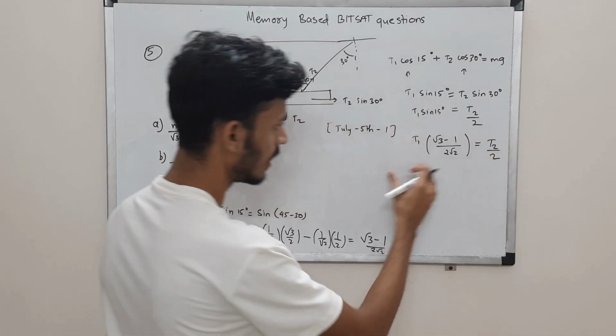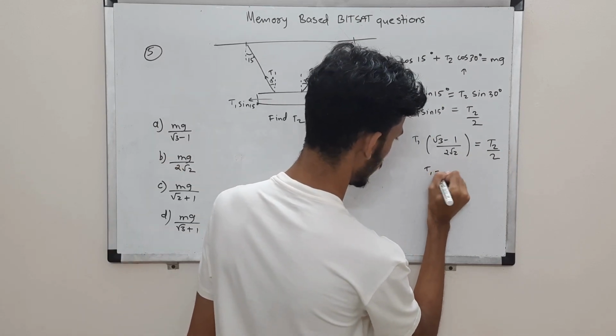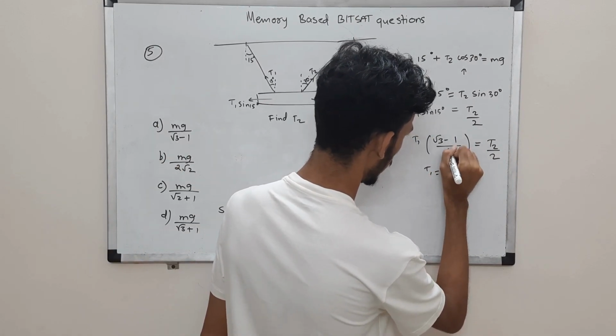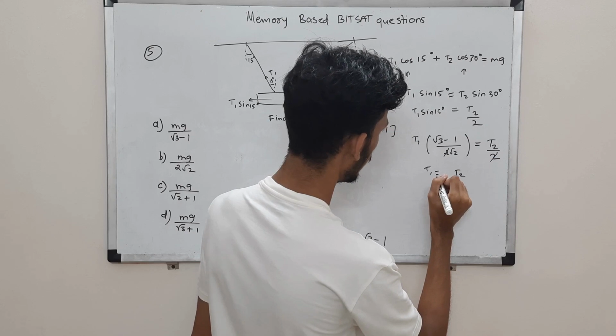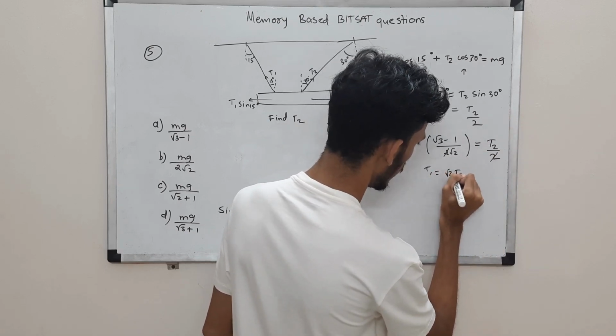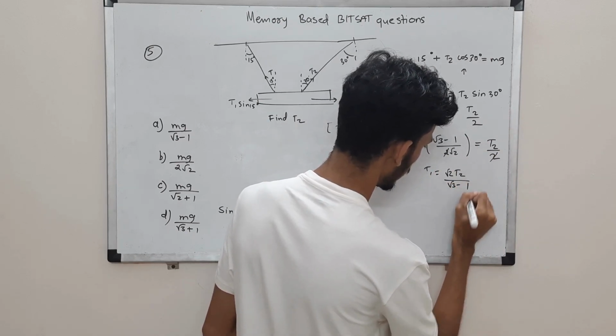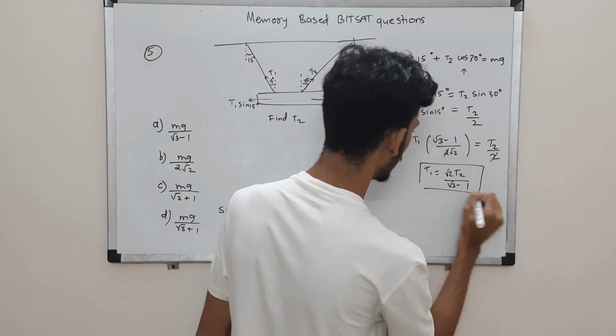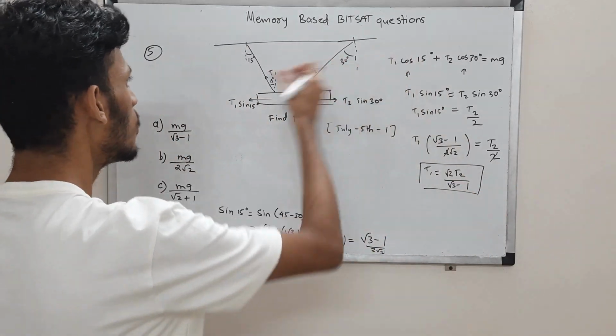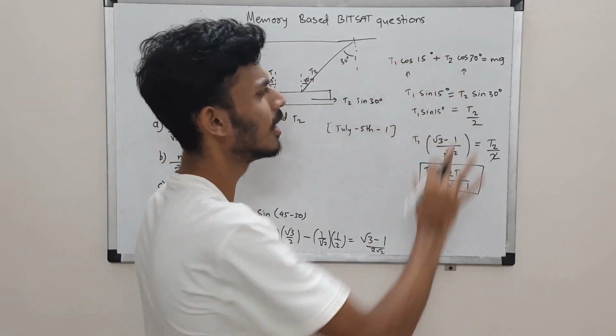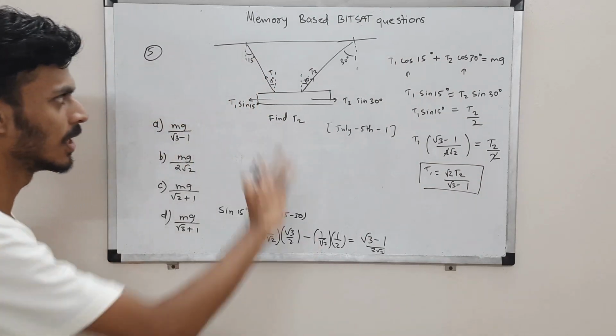So we'll express T1 in terms of T2. So T1 is basically T2, and you can cancel this. So it will be root 2 T2 upon root 3 minus 1, okay. This is T1 in terms of T2. This we can substitute over here so that we have only T2 in the equation, okay, and that equation simplifies.